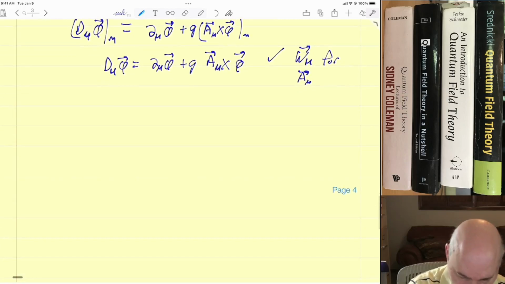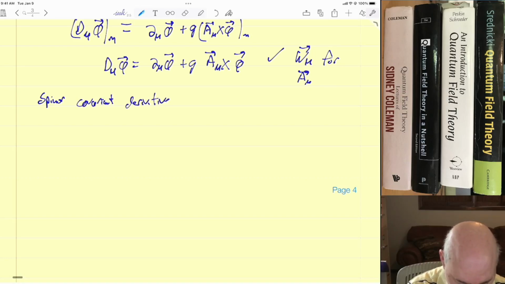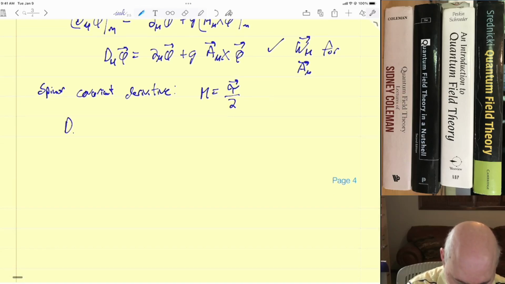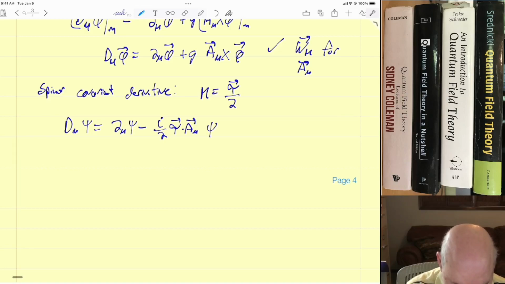Okay. Now let's do the case of a spinor covariant derivative. M is now defined as tau over 2, and D_mu psi is equal to the partial of mu psi minus i over 2 tau dot A_mu psi. And we sort of left out the g. Sometimes we incorporate the g in the potential, so I think that's what I did there.